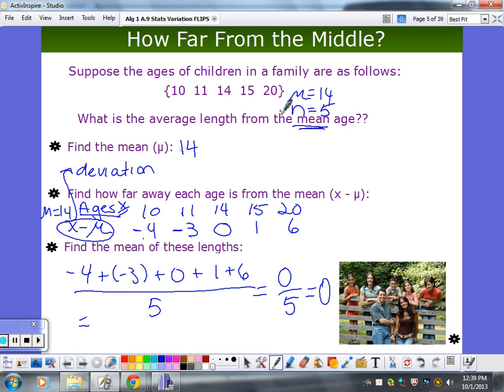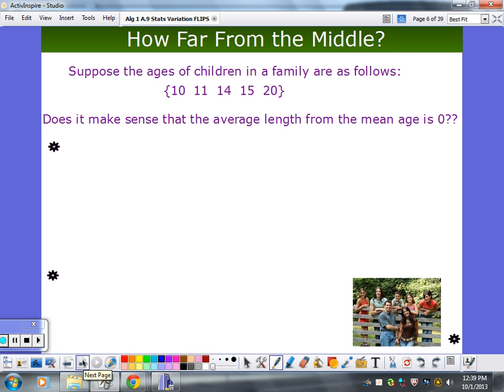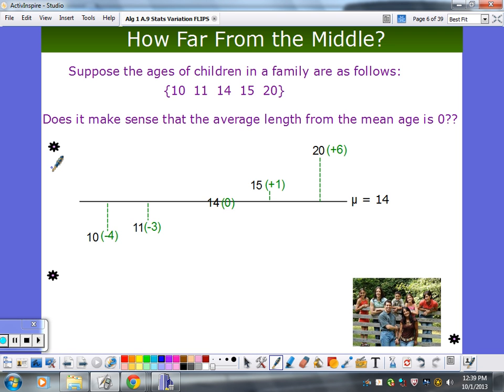What's going on? Why did I get 0? That doesn't make a whole lot of sense. Let's think about this. I drew a little graphic here. This line represents a mean age of 14. This 10-year-old is 4 under. The 11-year-old is 3 years less than 14. The 14-year-old is right at 14, at 0. One is 1 year older, and one is 6 years older.